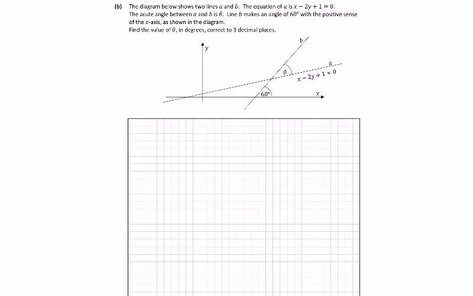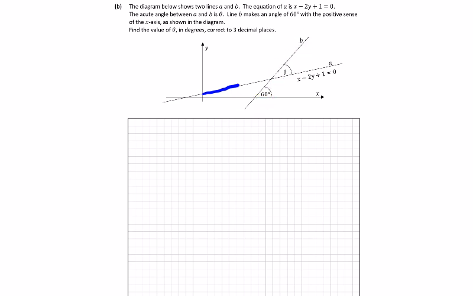So in this question, we're back to angle between two lines. In the diagram below, the equation of line A is given. And the acute angle that it makes with the other line is theta. And line B makes an angle of 60. We're asked to find the value of theta, so angle between two lines definitely.